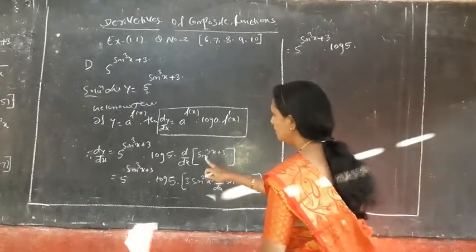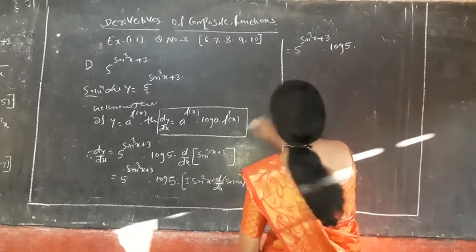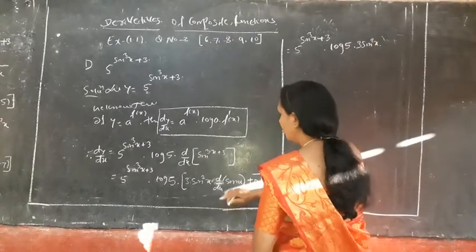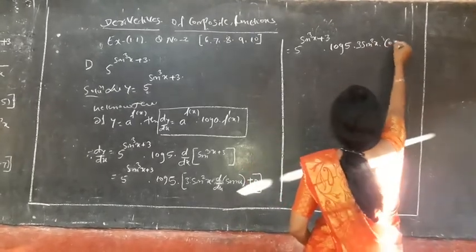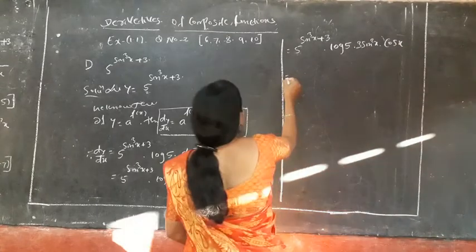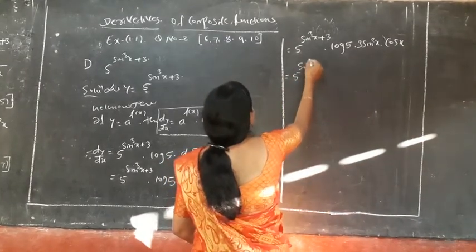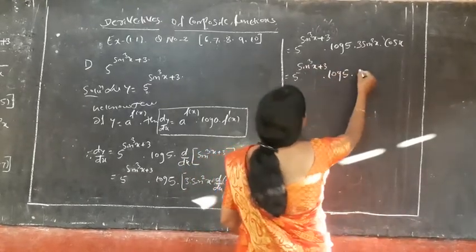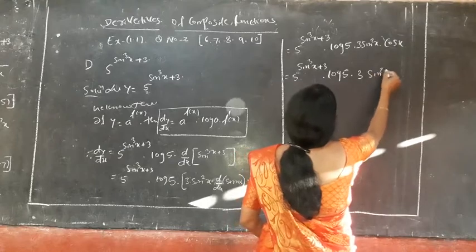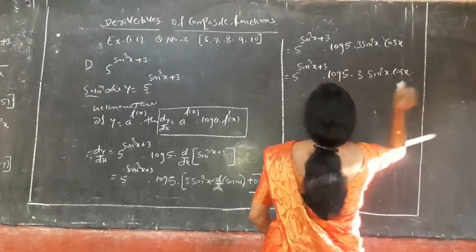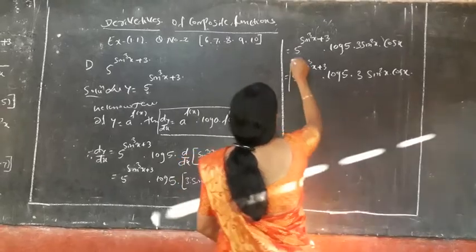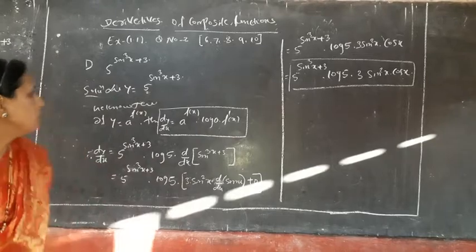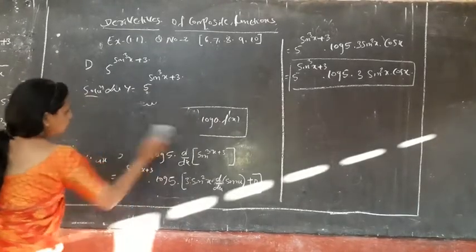Now see here, differentiation of sin cube x is 3 sin square x into differentiation of sin x, which is cos x. Okay, so the answer is 5 raised to sin cube x plus 3 into log 5 into 3 sin square x into cos x. This is the answer. Next, consider the second example.